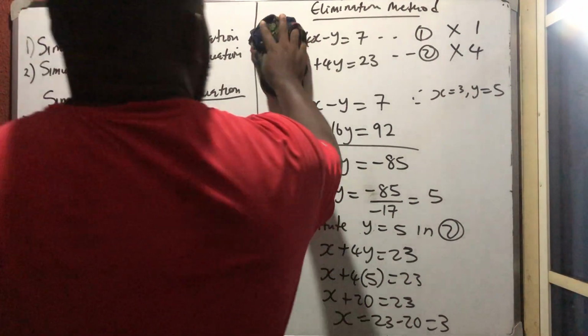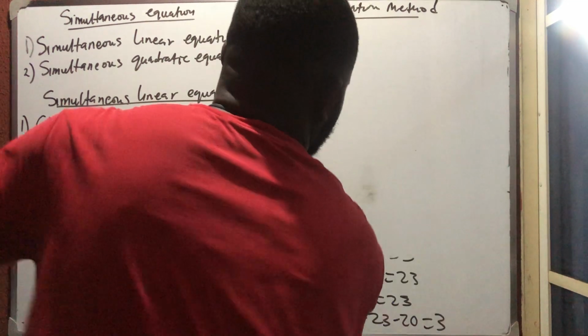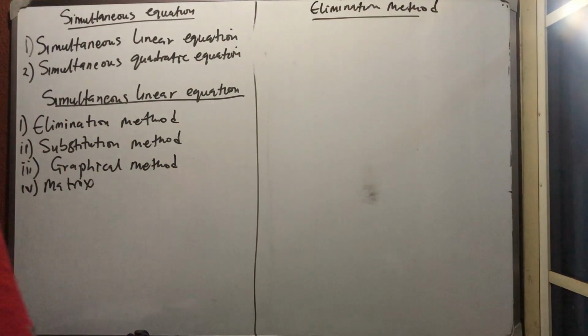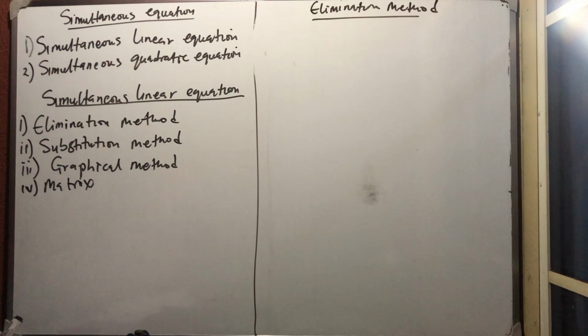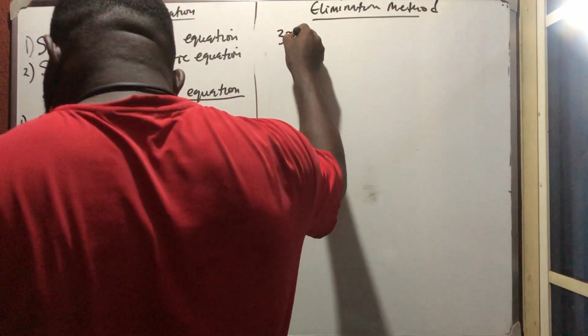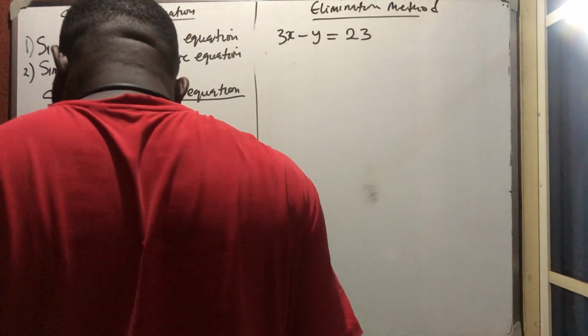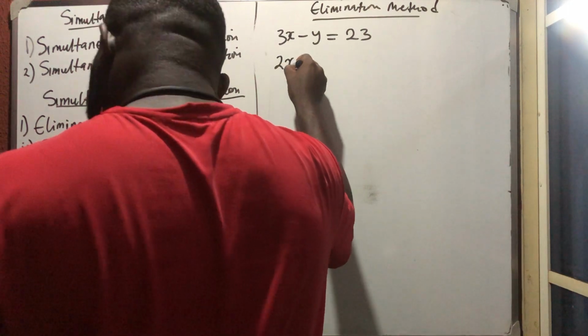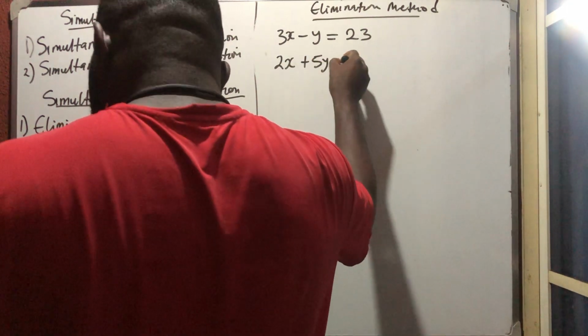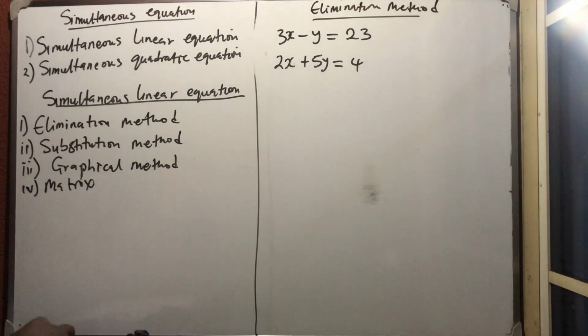Okay? So that is how to eliminate. And let me solve one more question on that. Then we are good to go. Okay, look at this. They say we should solve 3x minus y is equal to 23. Okay? And then 2x plus 5y is equal to 4. We still want to use elimination method to solve that.